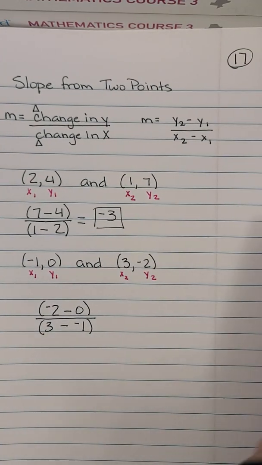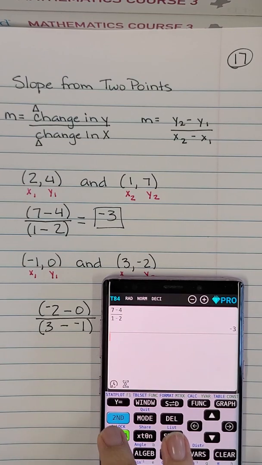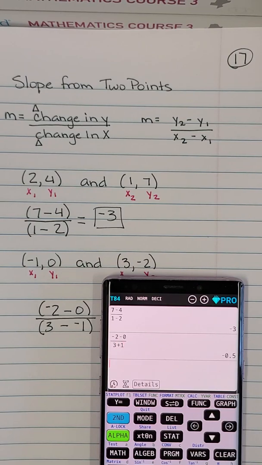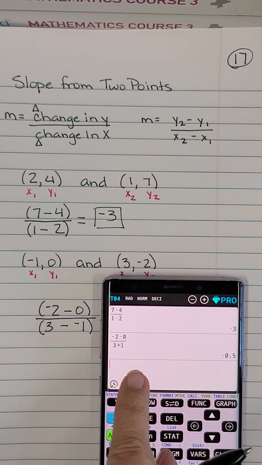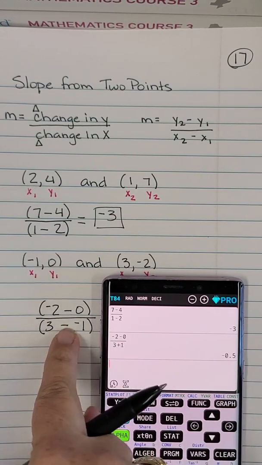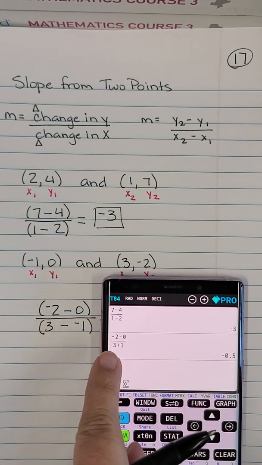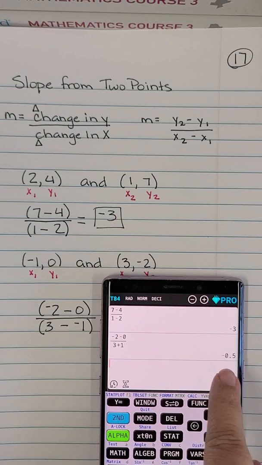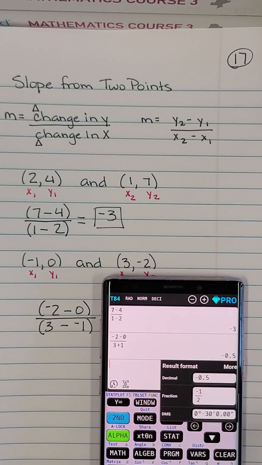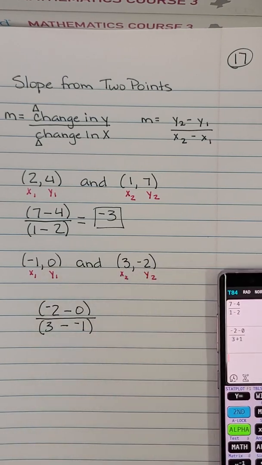Okay, so I'm going to grab my calculator. Alpha y equals, numerator over denominator, negative 2 minus 0 over 3 minus negative 1. Okay, and you'll notice that my calculator automatically changed that to plus 1. Remember, keep, change, change, keep it, add it, positive. So the calculator automatically changed that as I typed it in. So my slope is negative 0.5. Remember, we don't really want it as a decimal. We would prefer it as a fraction, so negative 1/2.